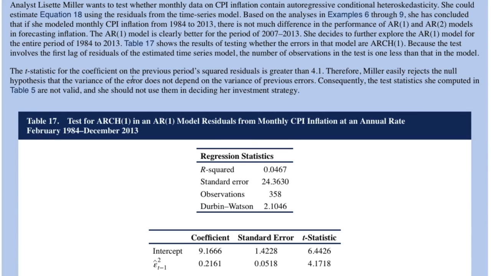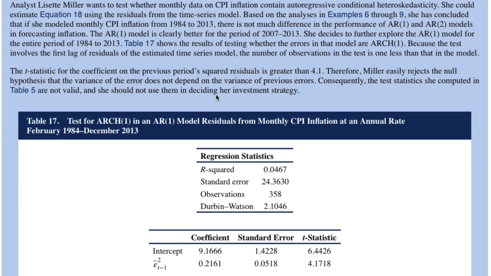The t statistic for the coefficient on the previous period squared residuals is greater than 4.1. Therefore, Miller easily rejects the null hypothesis that the variance of the error term does not depend on the variance of the previous errors. Consequently, the test statistics she computed in Table 5 are not valid, and she would not use them in deciding her investment strategy. Again, what have we done? We've taken those 30 years where, just from eyeballing the graph, it looked clear that we had two different time series regimes in there.